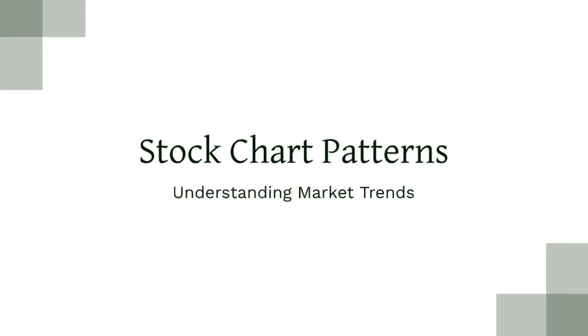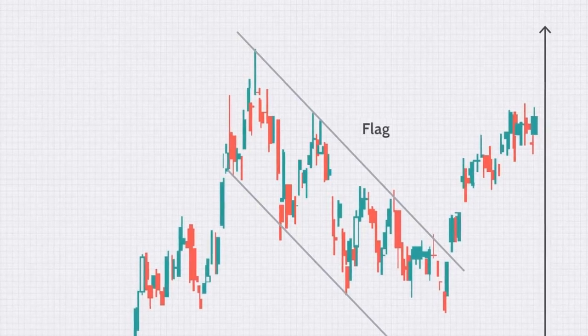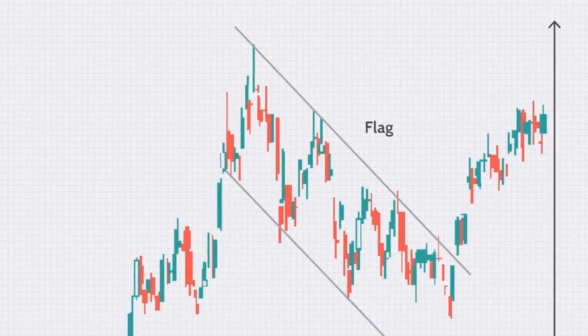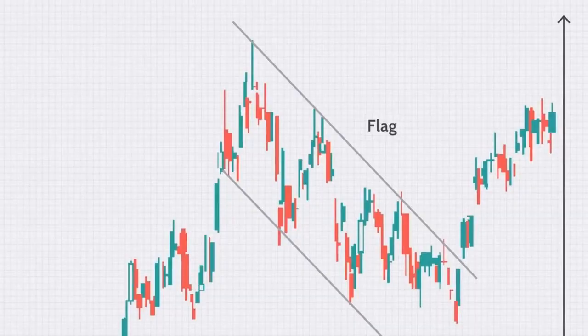Stock chart patterns are essential for understanding market trends and making informed decisions. These patterns are recognizable configurations of price movements that signal transitions between rising and falling trends.